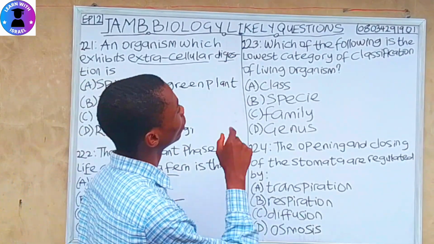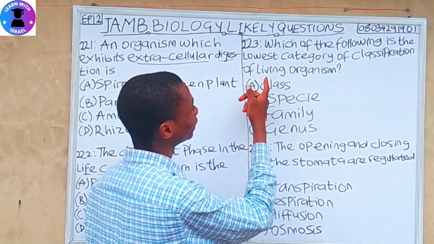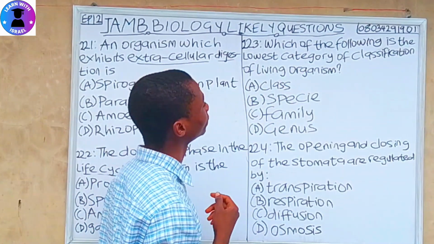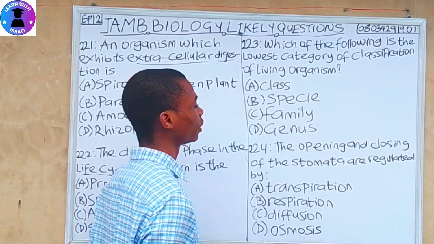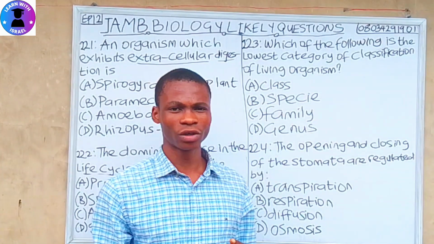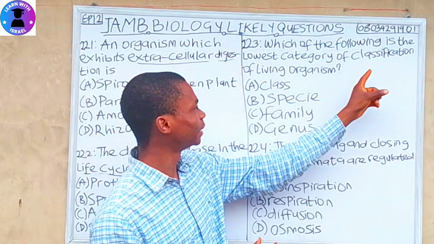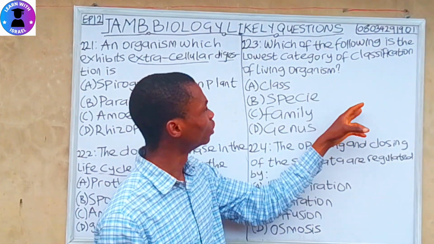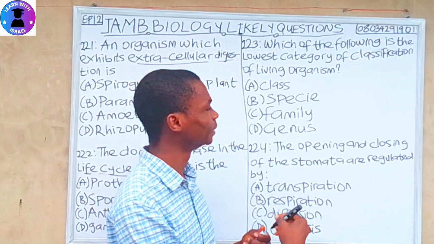Question 223. Which of the following is the lowest category of classification of living organisms? So guys, I will list out the classification of living organisms. There are 7 classifications and I will list it out. So I will show you the lowest and the highest. So guys, let's see it.